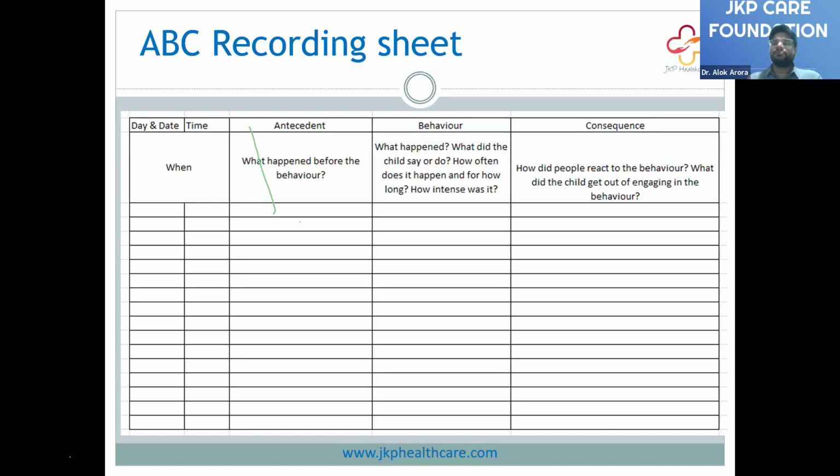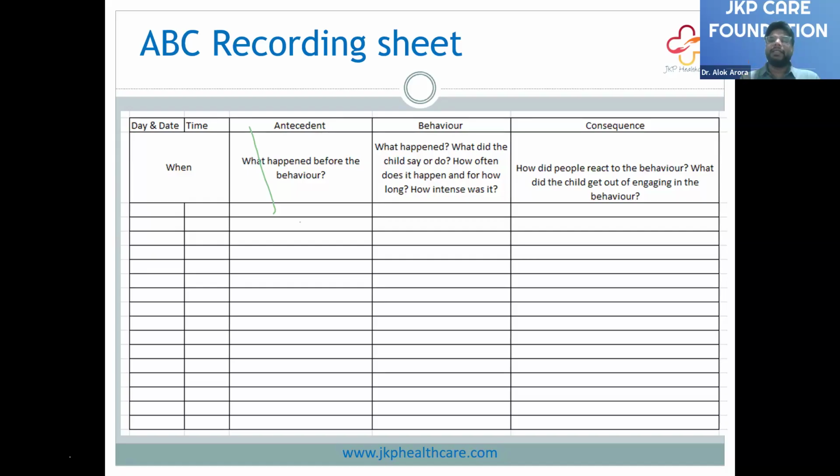That is the consequence. What did the child achieve? The child achieved your attention. The child got some of your time. The child got a piece of chocolate. The child got a hug from you. So this is the consequence. All these are the consequences.